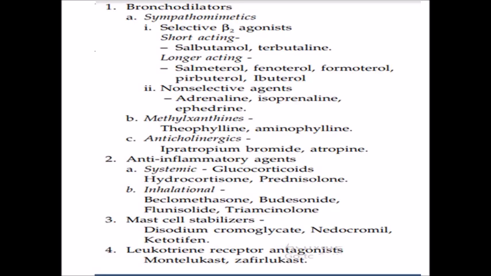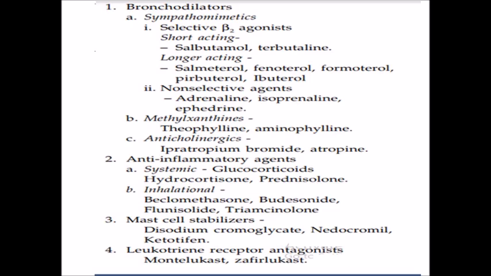After the big CVS, we are going to the respiratory system. The first class of drugs in the respiratory system is the anti-asthmatics. There are four groups of drugs. One is bronchodilators. In asthmatics, there is constriction of the respiratory passage and there is difficulty in breathing, so we have to dilate the bronchi. There are three groups of drugs to dilate the bronchi.